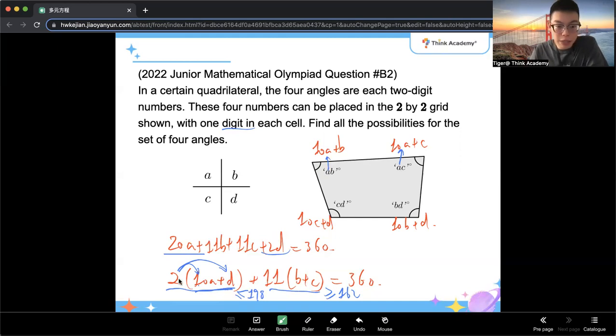Okay. So now, because we know that 2 times 10A adding D has to be smaller than or equal to 198, it means that 11 times of B adding C has to be greater than or equal to 162. And when B adding C is 15 or 16 or 17, yeah, the maximum is 18, right? So we can see if it's going to work there.